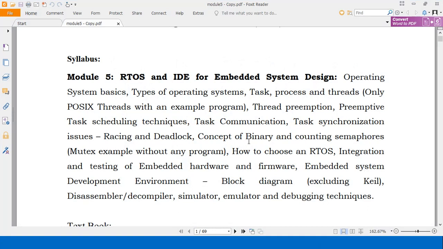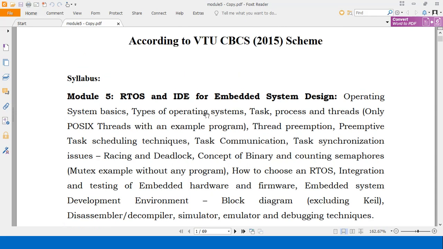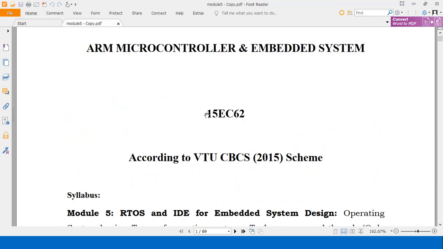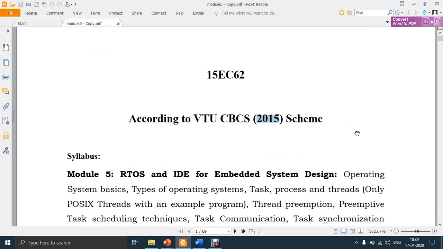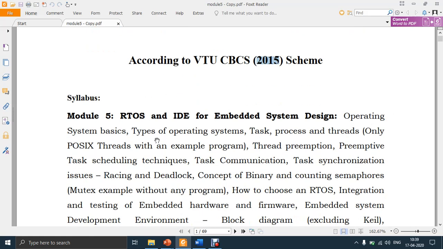Yeah, welcome to the lecture video on module 5 of ARM microcontroller and embedded system. The subject code is 10EC or 17EC62. So for both the schemes, the same syllabus is there, 2015 as well as 2017. So in this module, we shall see the syllabus.